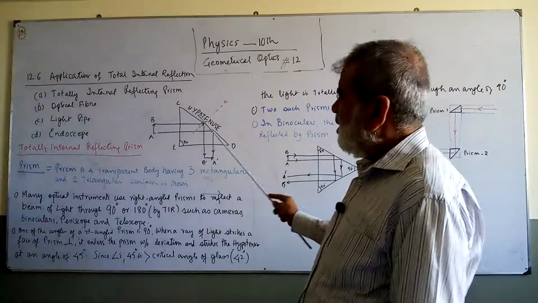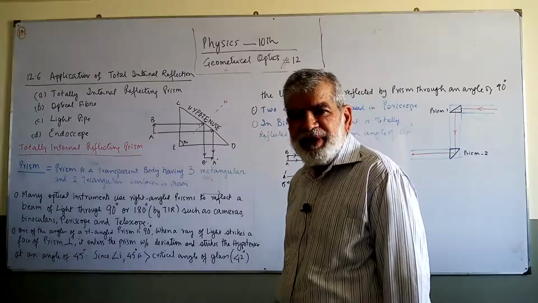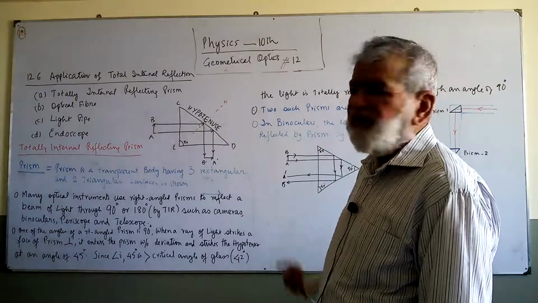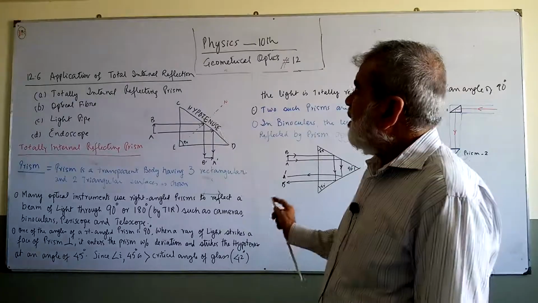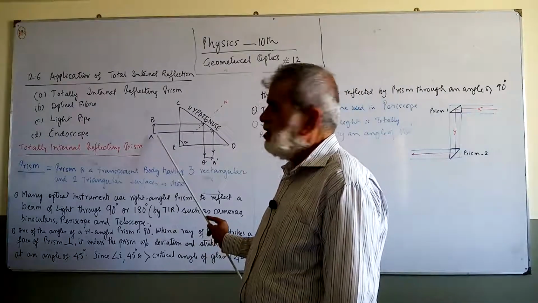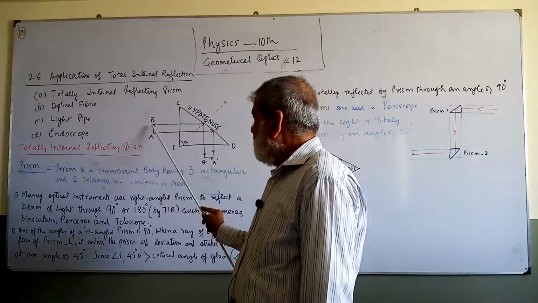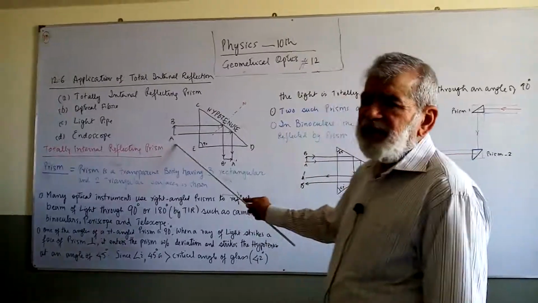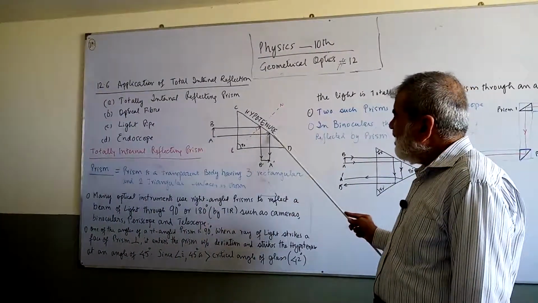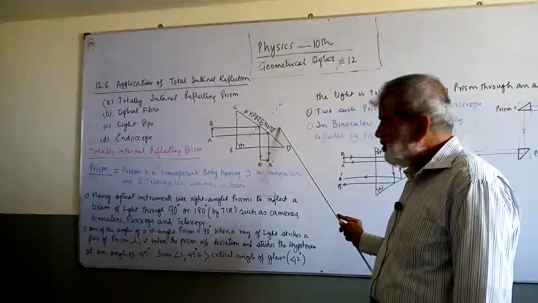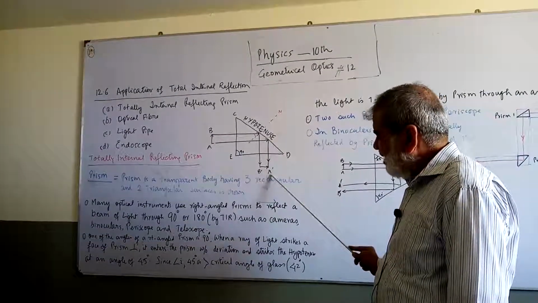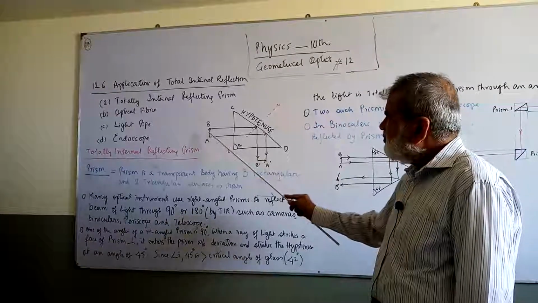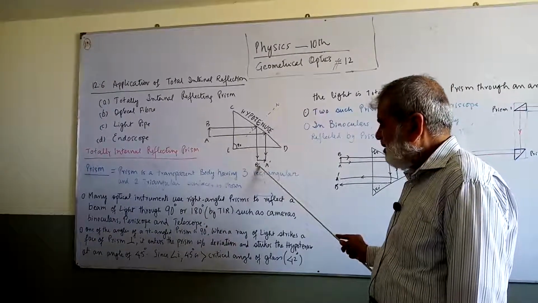In it we use a right angled prism. A right angled prism has an angle of 90 degrees. The ray of light enters from this body, say this body is AB. When the ray of light from the point A strikes this surface, the hypotenuse, it is reflected back as A dash. From B it goes and strikes at B dash.